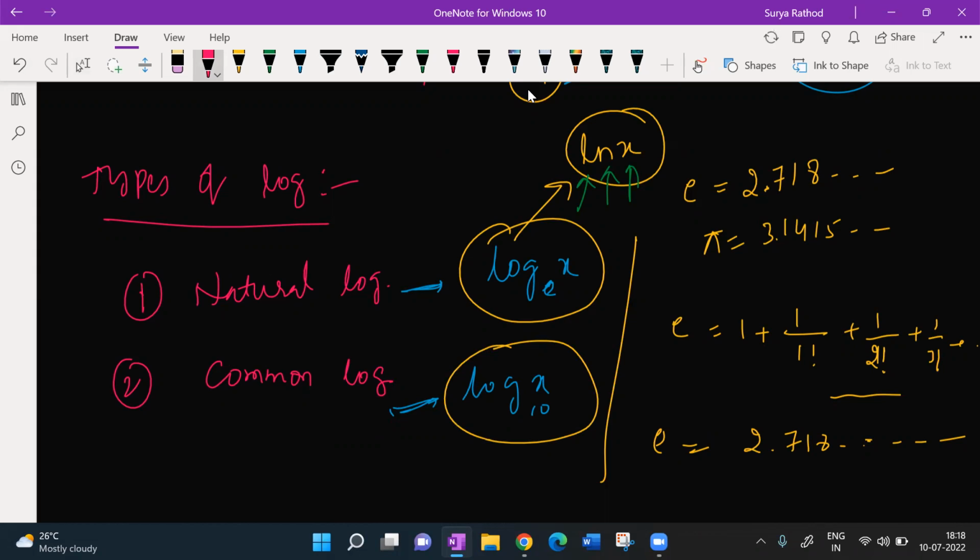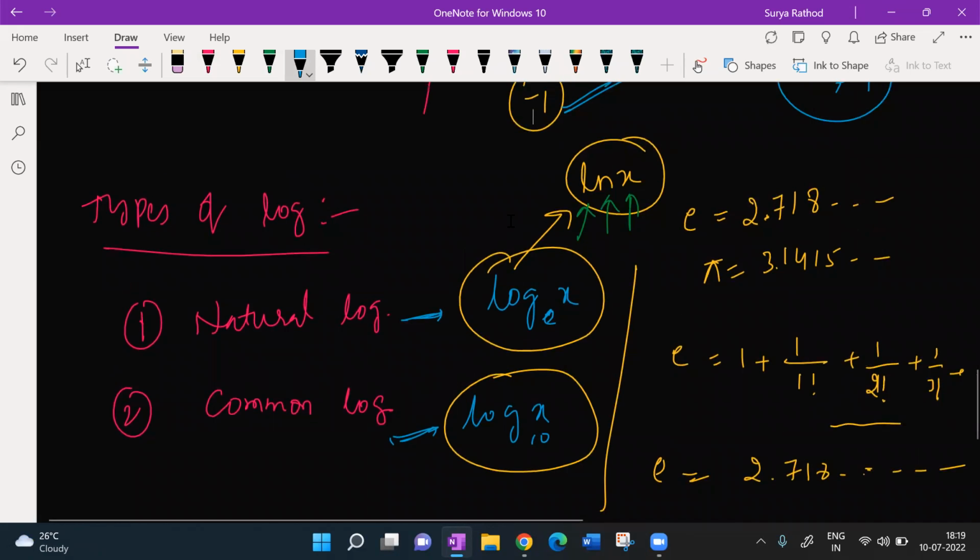Clear? Yes. This is the basic funda you need to know. Common log is nothing but base 10, and natural log is nothing but base e. That also can be called ln x. Sir, don't we write e in the base? Look at it, e is hidden over there. You simply write ln x. That is how we write this. Hope you got my point.